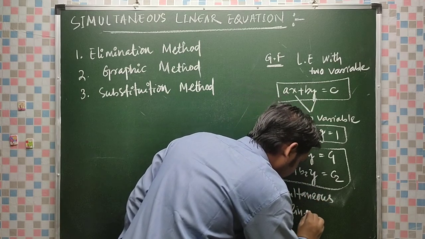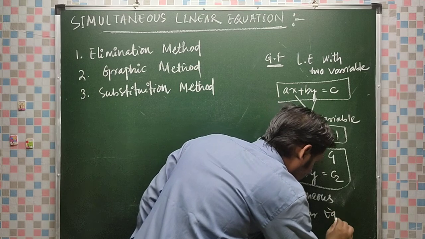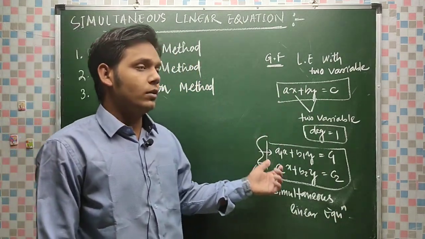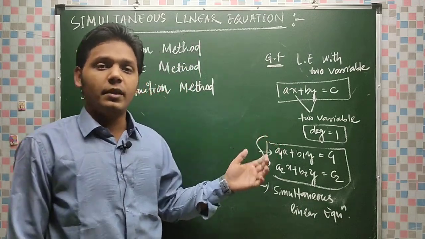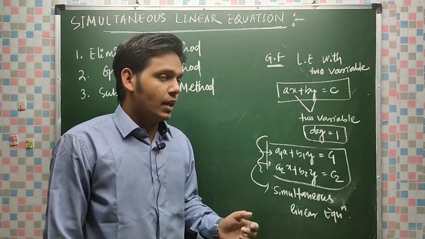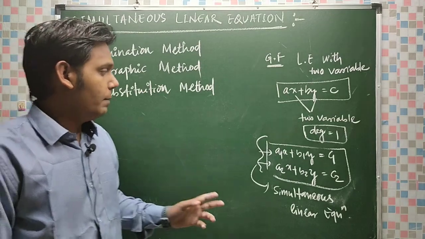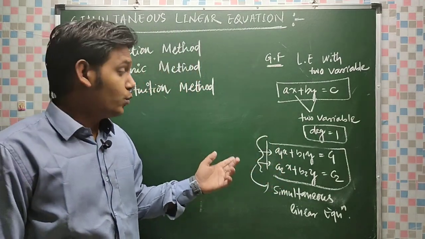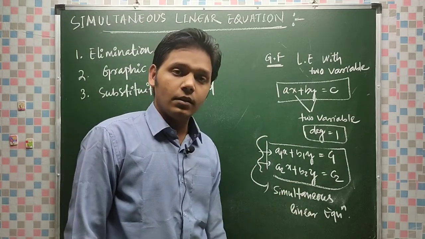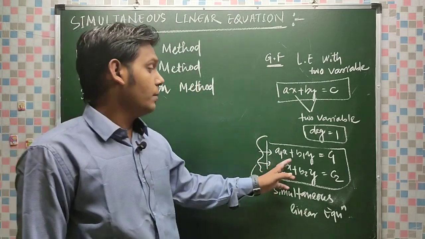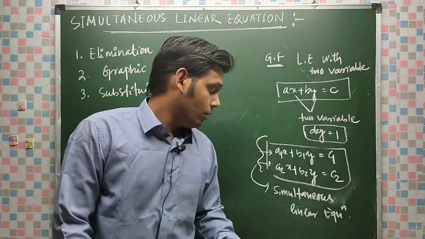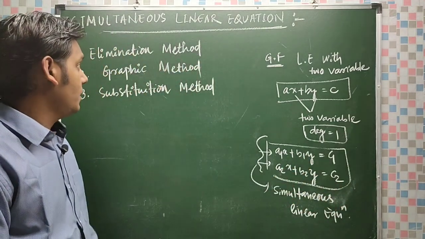And you will read more about this in class 9 also in mathematics. Remember, a pair of linear equation with two variables is called a simultaneous linear equation. Two variables must be there in order to solve. Okay, so now you got what is simultaneous linear equation.